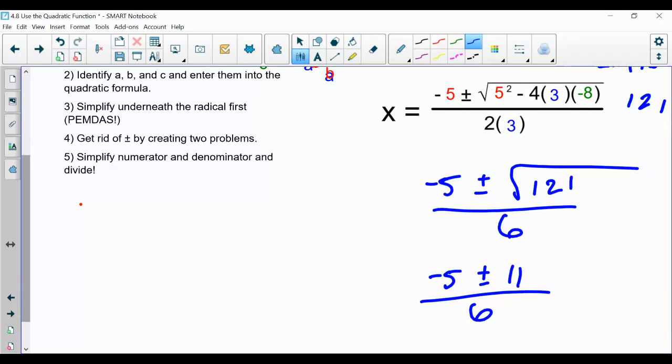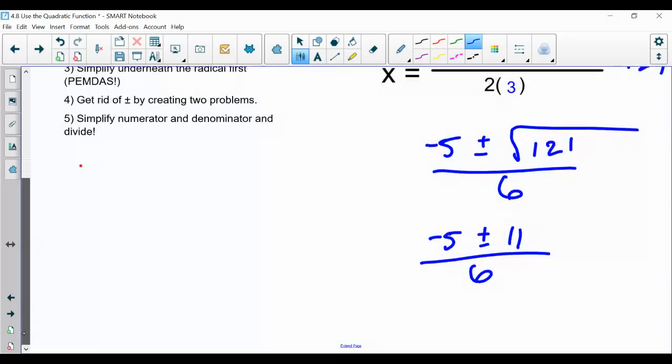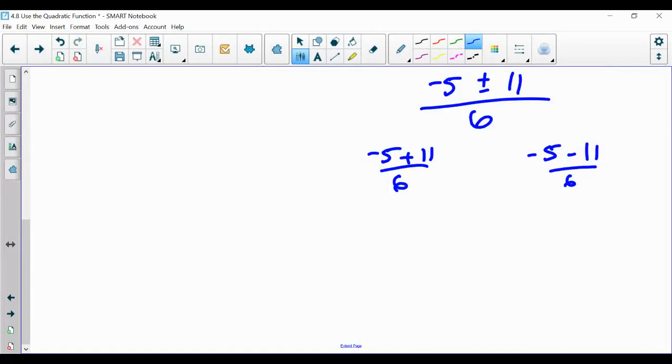From here, you would break this into 2 problems. One of them would be negative 5 plus 11 over 6, and the other would be negative 5 minus 11 over 6. Add your numerators first. Negative 5 plus 11 is positive 6, and positive 6 over 6 is 1. And then negative 5 minus 11 is negative 16, and negative 16 over 6 would be negative 8/3.